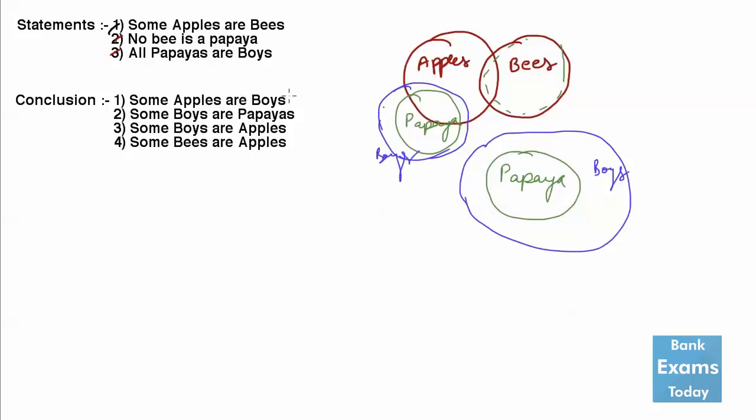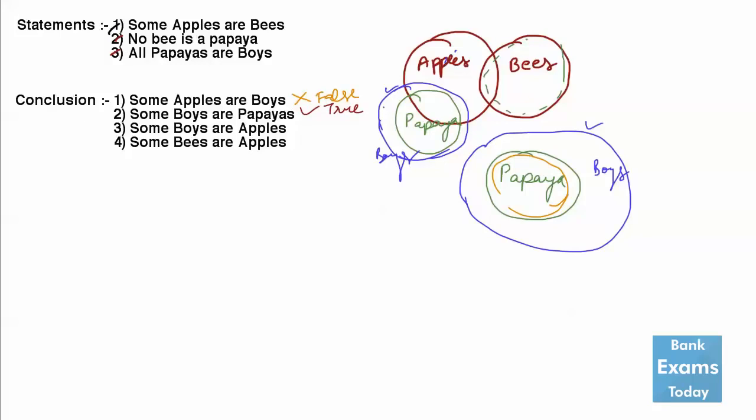So now move on to the conclusions. Some apples are boys. If we look at this one, it is right. But there is a second possibility. Here is no relation between apples and boys. So this conclusion can't be found. This is false. Some boys are papayas. Yeah, this one is right. In both of the situations, the papaya part is also boys. So this one is true.